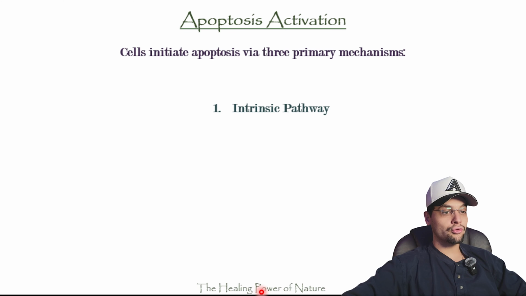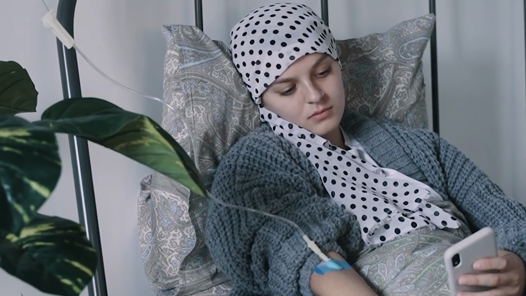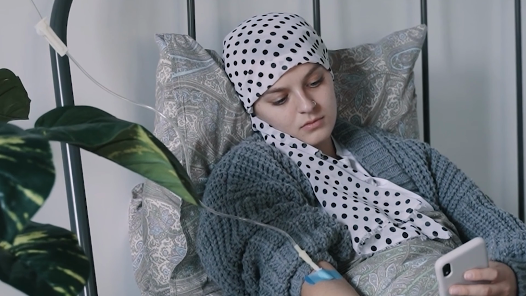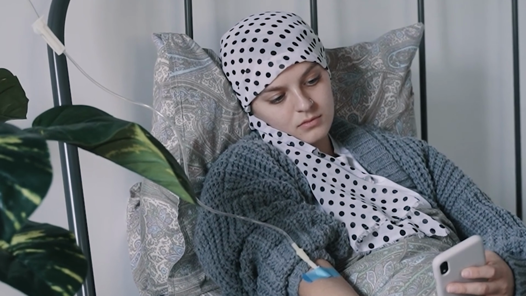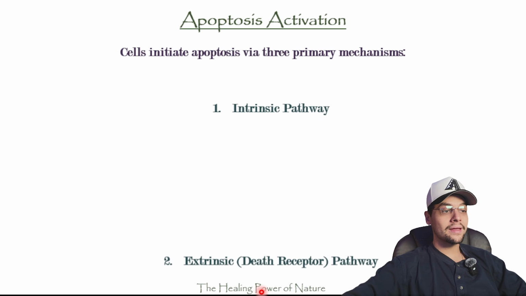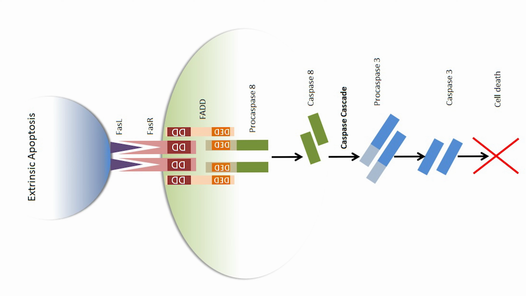BCL2 prevents cytochrome C leakage. When BCL2 is inhibited, cytochrome C leaks. This triggers apoptosis. An example is seen in radiation therapy, which induces apoptosis in cancer cells by causing DNA damage, or additionally endometrial apoptosis after progesterone withdrawal during the menstrual cycle. There's the extrinsic or death receptor pathway.